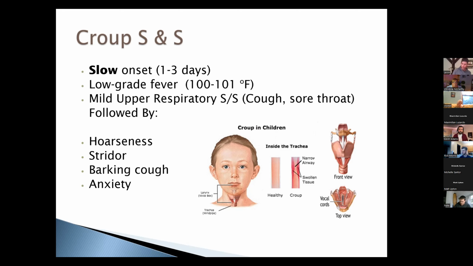So they're going to have a sore throat. They're going to be coughing, and it's going to be that very particular type of cough. They're going to have trouble talking if their throat is really sore. It's going to be hoarse if they do. And they might also have a little bit of stridor.